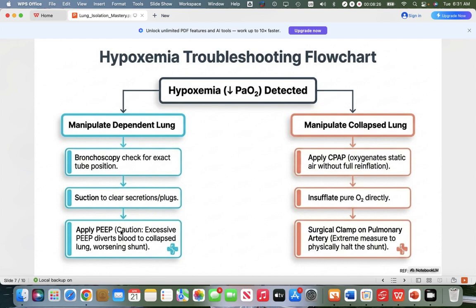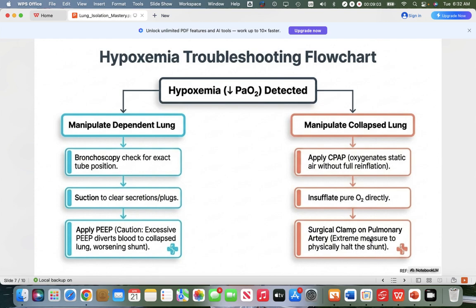Apply PEEP to the dependent lung, the ventilated lung, but optimum PEEP, because if we use high PEEP, it will divert the blood to the collapsed lung, worsening shunt. What about the collapsed lung, the non-ventilated, non-dependent lung, the lung for the surgeon? So apply CPAP, oxygenating the static airway without full re-inflation. Insufflate pure oxygen directly. Surgical clamp of the pulmonary artery is an extreme measure to physically halt the shunt.